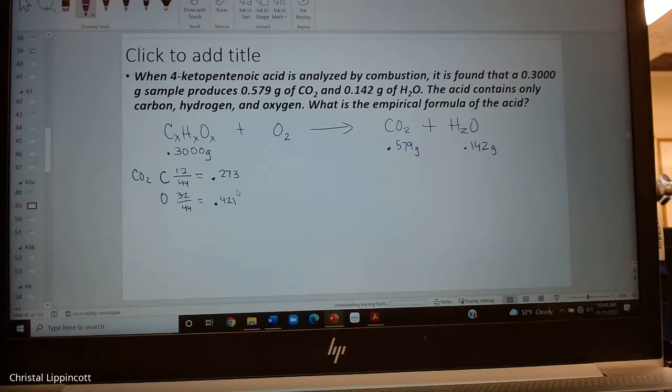Good? What are you getting? 12 and 44. This is 12 off the periodic table. This is 32 off the periodic table, 2 oxygens. 16 plus 16 is 32. And then if I add 12 and 32 together, that's 44.